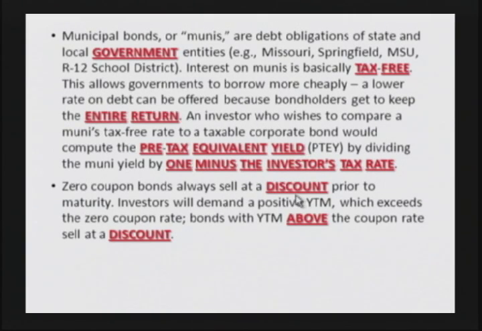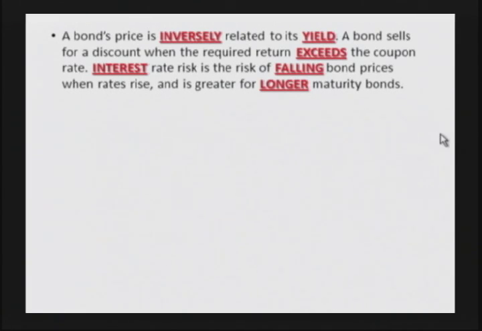Zero coupon bonds always sell at a discount prior to maturity. Investors will demand a positive yield to maturity, and that certainly exceeds the zero coupon rate. And we know that bonds with a yield to maturity or required return above the coupon rate sell at a discount. Another way to think about this is if you have a zero coupon bond, the only payment you're going to get is the $1,000 at its maturity. So when you discount that at some positive rate, you're going to get a price below the $1,000 par value. A bond's price is inversely related to its yield. A bond sells for a discount when the required return exceeds the coupon rate.